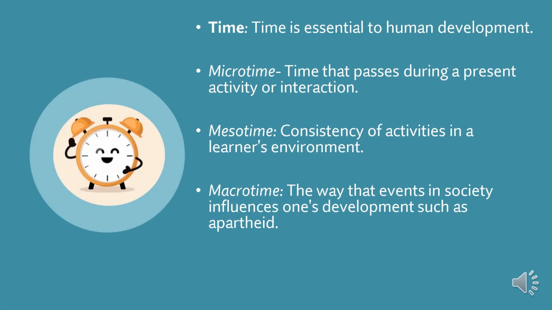Time. Time is essential to human development. Microtime. Time that passes during a present activity or interaction. Mesotime. Consistency of activities in a learner's environment. Macrotime. The way that events in society influence one's development, such as apartheid.